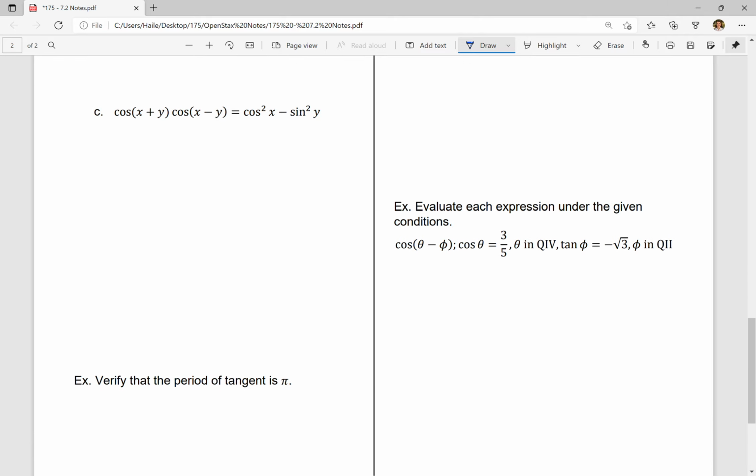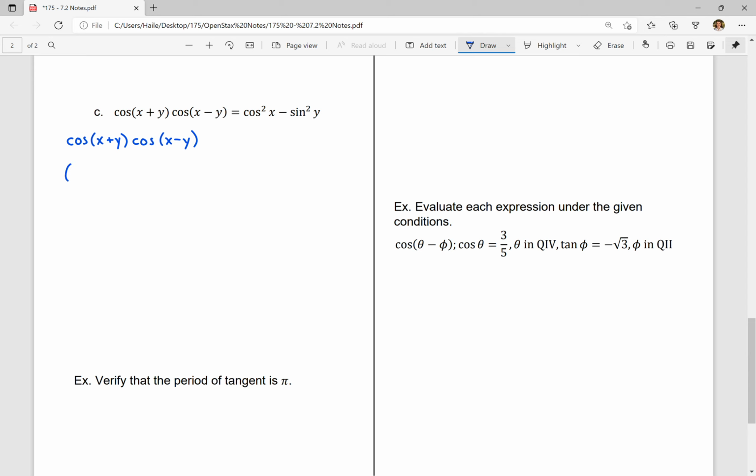All right, our next example, we have cosine of x plus y times cosine of x minus y is equal to cosine squared of x minus sine squared of y. So I think the more complicated side is again the left side, so let's go ahead and start with that. So we have cosine of x plus y times cosine of x minus y. The first thing I'm going to do is expand each of these formulas out.